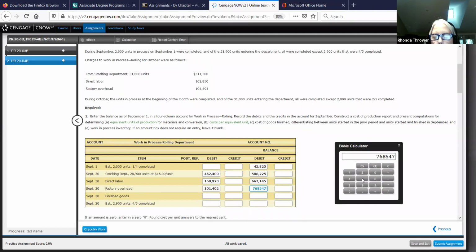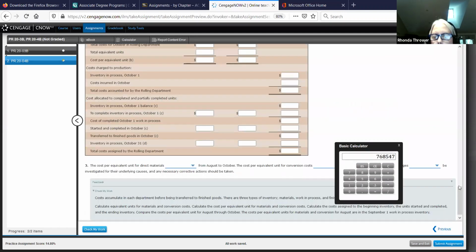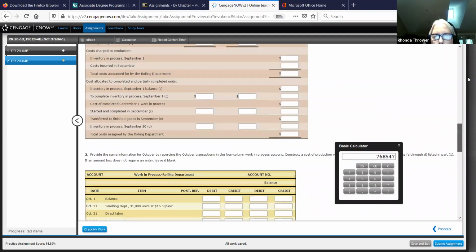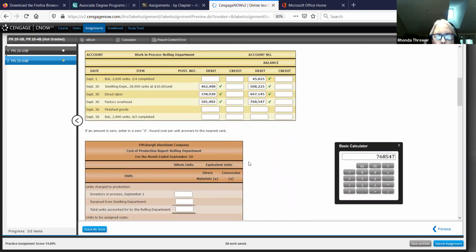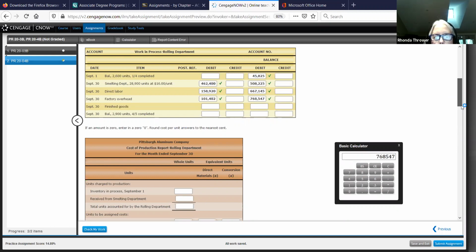We need to go ahead and start the cost of production report. But before we do that, it's probably a good idea to check, make sure my math was correct here in the ledger account. So let's just check it at this point to make sure that everything is okay math-wise. And we're okay now. I'm going to skip down here and start the cost of production report. The reason being is I don't know what this amount is until I fill out the cost of production report. And so you need to figure out how much you've transferred to your finished goods.